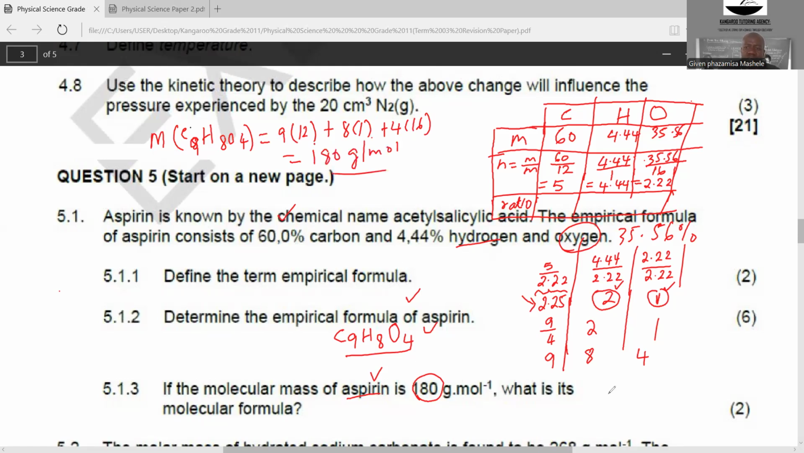So what does it mean? In terms of the ratio, we're going to take the molecular mass of the aspirin, the actual one, which is 180, then divide by the molecular mass of the empirical, which is 180, which means there's a whole number ratio of 1. A ratio of 1 means you have to multiply everything by 1 here. So the molecular formula of this aspirin is C9H8O4.